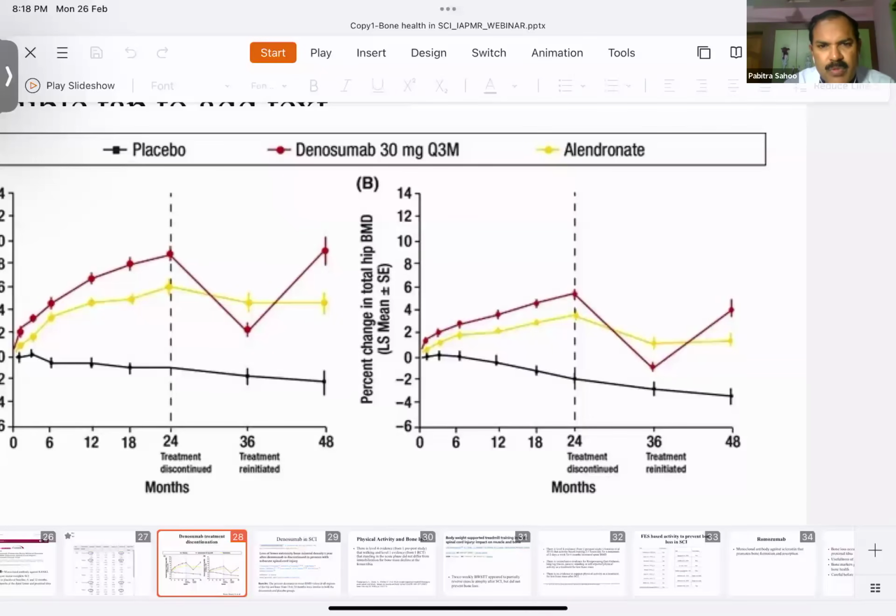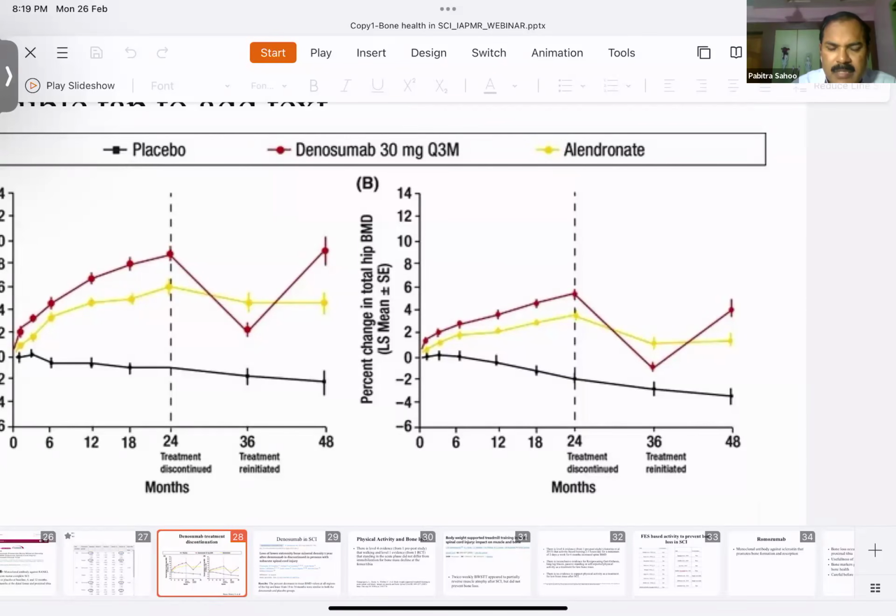One question in the chat box: which bone marker is the best for assessment, and what is the cost of the test? I cannot say which is best, but in my practice I have seen that CTX, C-terminal telopeptide, is used for the bone resorption marker, and for bone formation, PINP or procollagen type 1 peptide. The cost is less than 1,000 rupees. It is a serum marker, and it is easy to do.